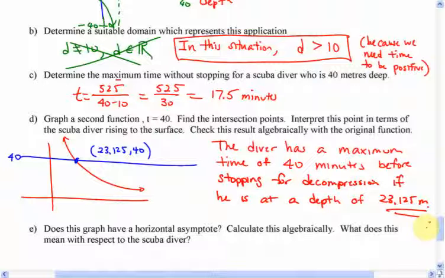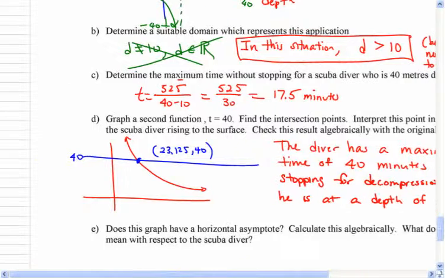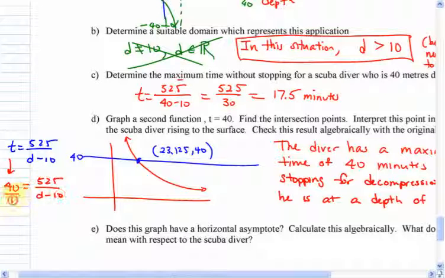And of course, if you didn't have your graphing calculator, you're thinking, on the test, Mr. Lee, how would I do this? Well, remember, here's your formula. t equals 525 over d minus 10. If you want to solve for d, just plug in t as 40. And then I hope you know how to solve this. Cross multiply. Will that help you out? Right, and solve? So I won't do that for you, but you can figure that out.